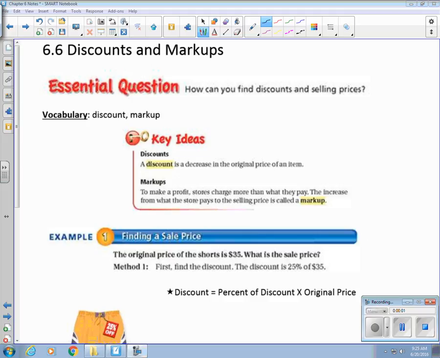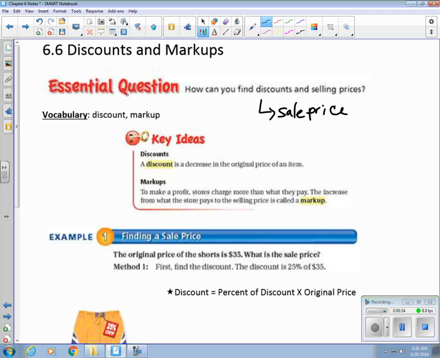Today's lesson is Chapter 6, Lesson 6, Discounts and Markups. The essential question for this lesson is, how can you find discounts and selling prices? Another word for discounts would be sale price. So this happens quite often when we're out shopping for clothes or groceries and things are on sale.